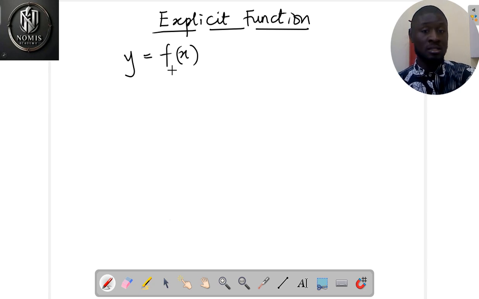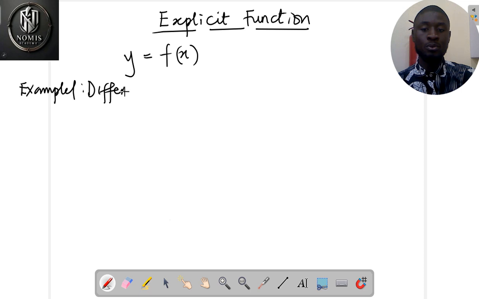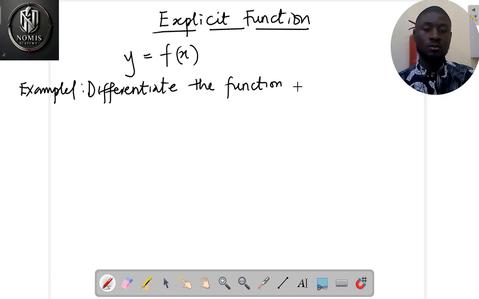Let's take some examples so that you get to understand the concept of explicit function from solving a problem. Let's take example number one. Example number one says differentiate the function y equals 6x cubed, 6x to the power of 3.